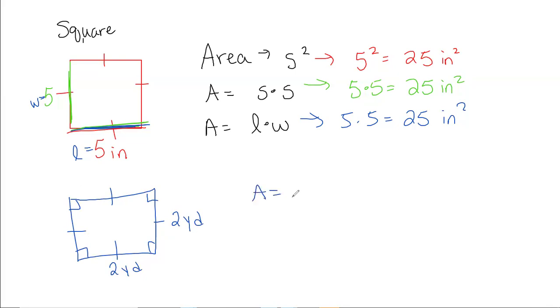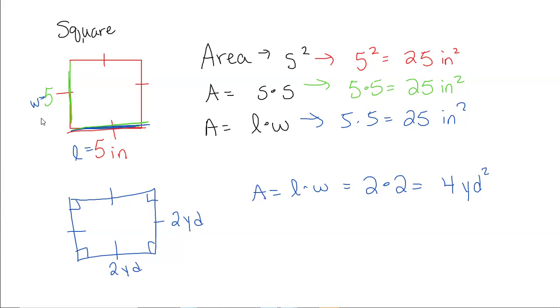I like to use the length times width one. It doesn't matter. They all come out the same. So you pick whichever. Doesn't matter. 2 times 2 is 4 yards. And then put the square. That is it. That's all you need to do for a square.